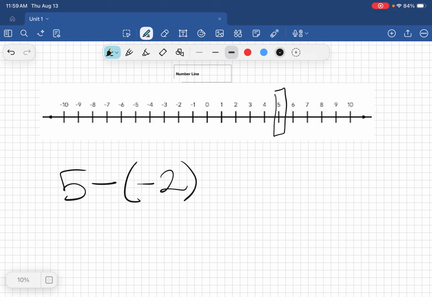A negative number has the opposite direction from a positive number. So instead of moving left 2 spaces, we move right 2 spaces. We start at 5 and move right 1, 2. And the answer is 7. So 5 minus a negative 2 equals 7. Notice something important. Subtracting a negative number caused us to move in the positive direction.